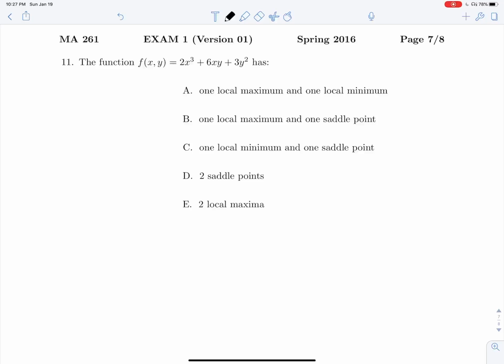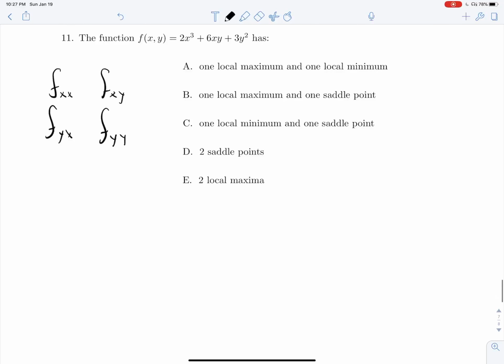We know for these second derivative test questions that we are going to end up with a matrix. This matrix is going to have fxx, fxy, fyx, and fyy in it. And there are some rules about this matrix. If the determinant is greater than 0, then we have two choices. If fxx is less than 0, we have a local max. If fxx is greater than 0, we have a min.